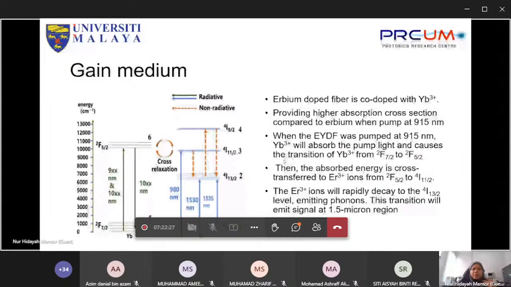So basically, this is the characteristic of the gain medium itself. Erbium-ytterbium doped fiber is a very special fiber as it has two rare-earth doped materials inside, which are erbium and ytterbium. In the process, ytterbium will absorb the energy and pass it to the erbium. So that's a simple explanation, or you can read on the slide on the energy level diagram of the gain medium.